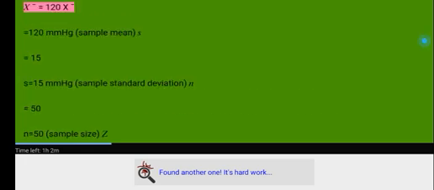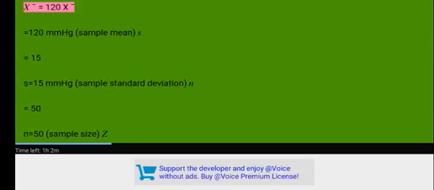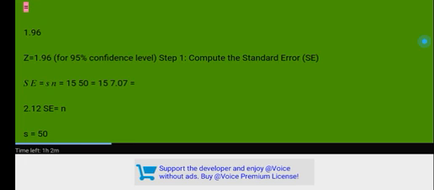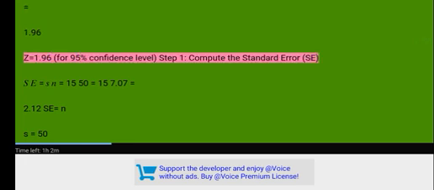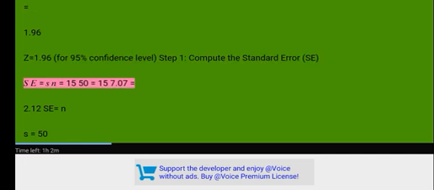Solution. Given: x̄ equals 120 mm of mercury, sample mean; s equals 15 mm of mercury, sample standard deviation; n equals 50, sample size; z equals 1.96 for 95% confidence level. Step 1, compute the standard error, SE. SE equals s over root n equals 15 over root 50 equals 15 over 7.07 equals 2.12.